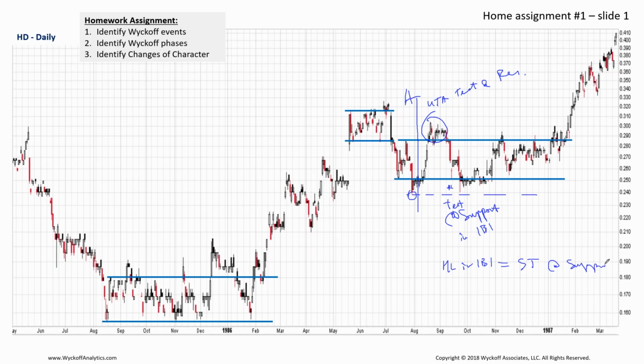the higher low in phase B would be labeled as a secondary test at the level of the support. And then a lower low in phase B would be labeled as a secondary test as a minor sign of weakness.